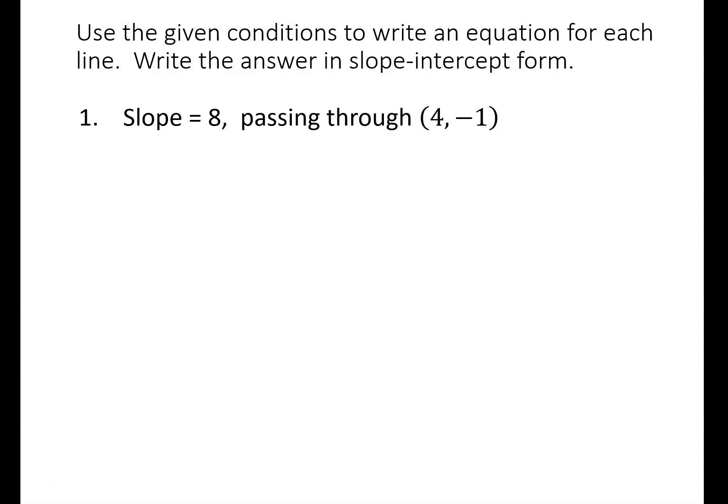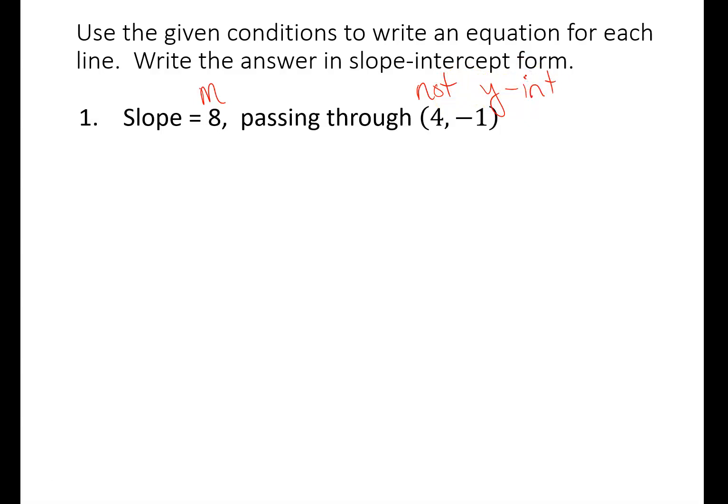So number 1, the slope is 8. That is m. Passing through (4, -1). So anytime they give you the point, think about, is that point the y-intercept? Well, if I plot (4, -1) in the coordinate system, it is certainly not going to be on the y-axis. The only time I would know that the point is the y-intercept is if the x-coordinate is 0. So this is not the y-intercept.